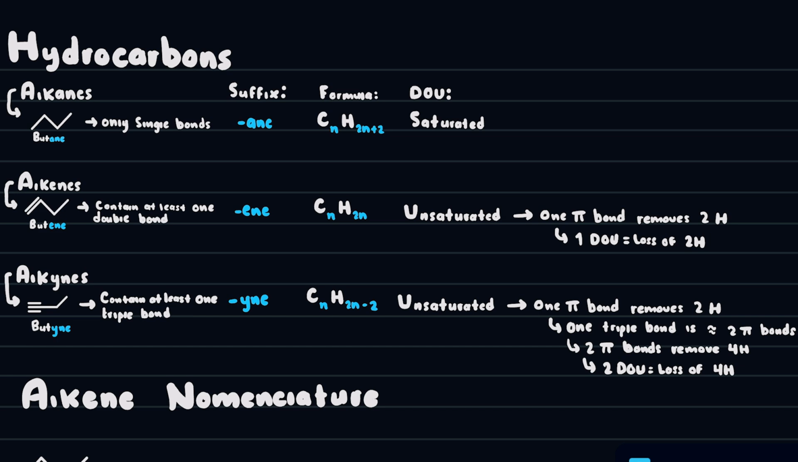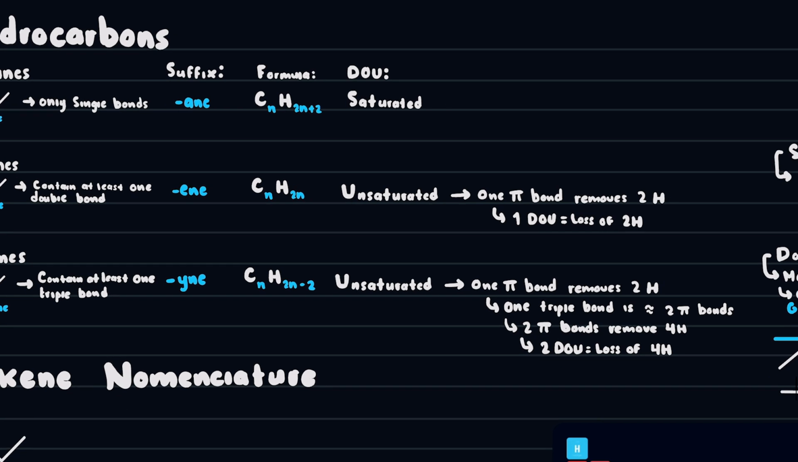We call alkynes unsaturated molecules because they do not have all the possible bonds with hydrogen that they can have. And due to the loss of 4 hydrogens, aka the presence of 2 pi bonds, we call a triple bond or an alkyne to count as 2 degrees of unsaturation.